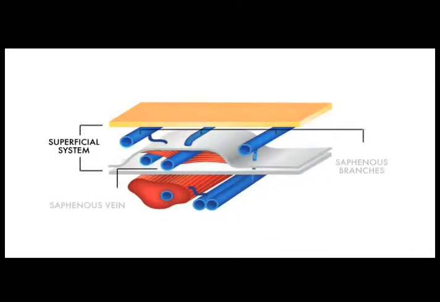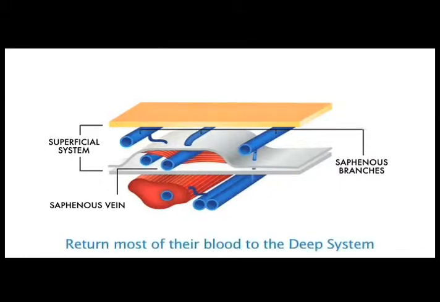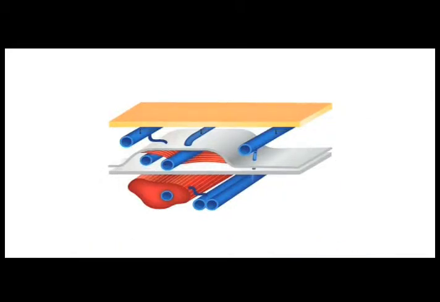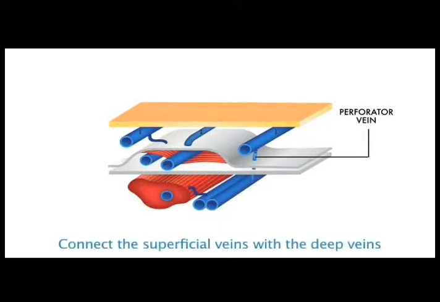There is a superficial system. This is composed of the great saphenous and the small saphenous veins and their branches. These lie in the fatty tissue of the leg with no muscle around them and return most of their blood to the deep system. The perforator system consists of short veins with one-way valves which connect the superficial veins with the deep veins and, when normal, allow flow only toward the deep system.